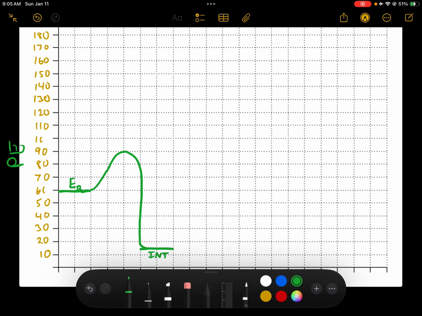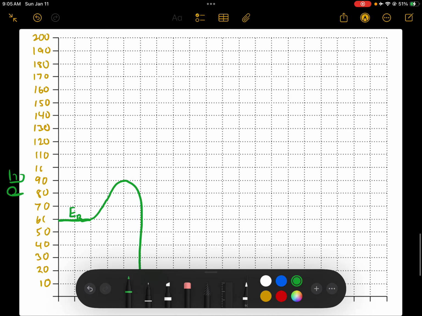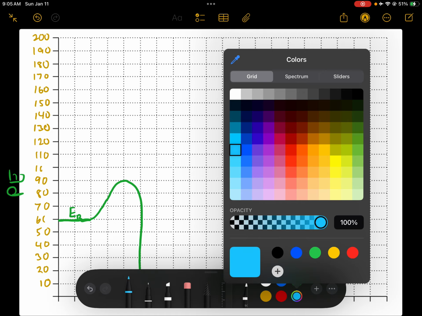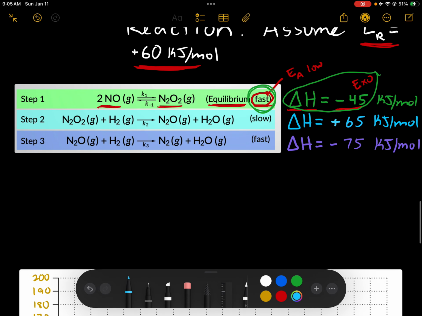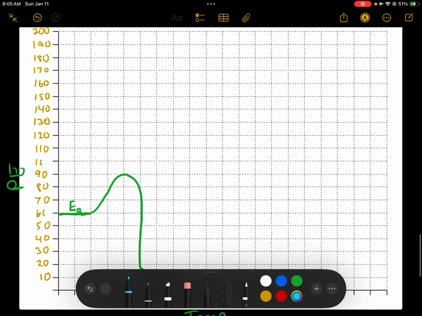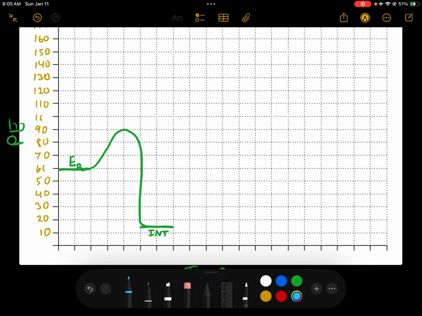and there's my step 1. All right, now let's look at step 2. I'm going to switch colors. Step 2 says that it is slow. Slow means my E sub A, or my hill, should be really tall, right? We are also told that the delta H value for this step is positive 65 kilojoules per mole, so we are going to gain energy overall. From 15, I'm going to add 65.